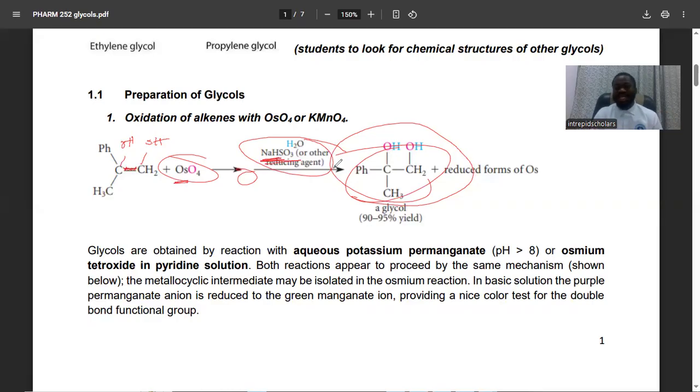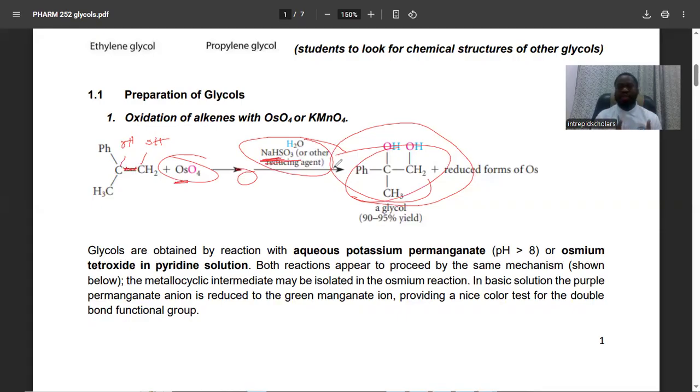Now we are saying osmium tetraoxide in pyridine solution. Pyridine would be the solvent, which helps solubilize the osmium tetraoxide. Now, these two reagents can both be used. I'll explain why we need these two reagents in this particular reaction, but both of them have advantages and disadvantages.